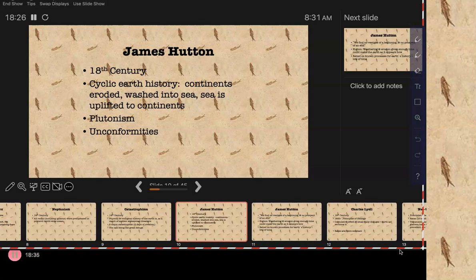Uplift is the idea that when continents or plates come together, they actually smush up and make mountains, okay? Or there are other ways. They can ride up on one another. But smushing together and making mountains is the easiest way to think about that. And you do get seafloor.